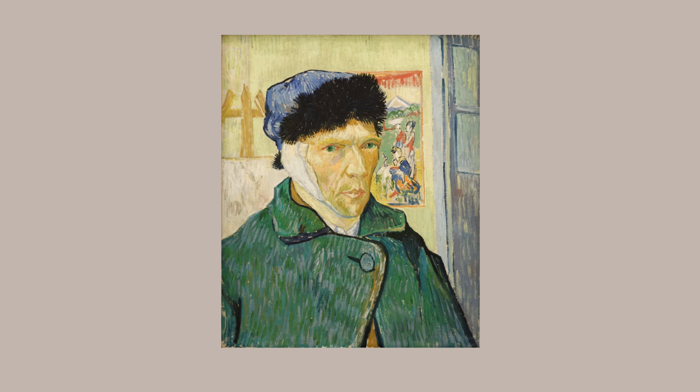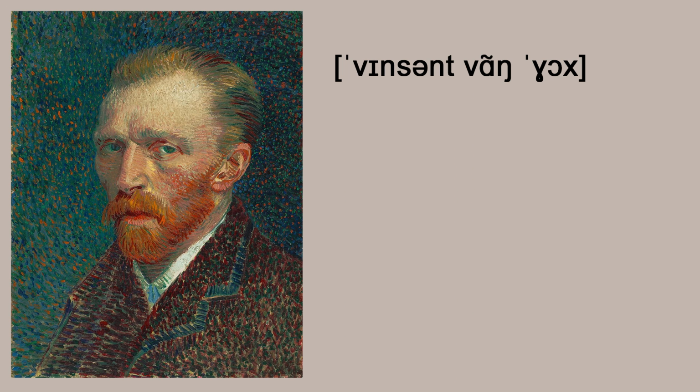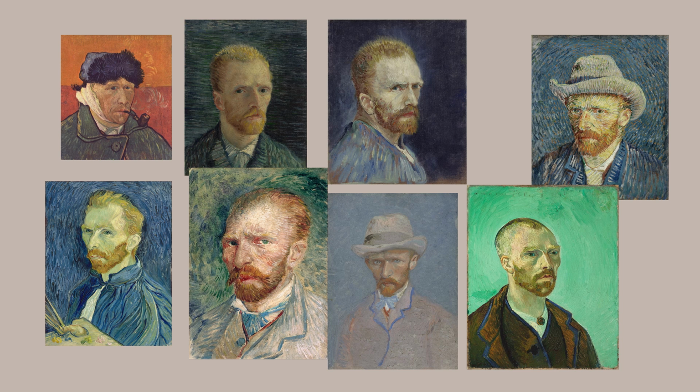Let's look at the important example of Vincent van Gogh. Sorry. I'm going to do a recording of myself pronouncing it right once, and then I'm going to just play that every time I say his name. Vincent van Gogh. Of all the people alive in 1889, he had an unusual number of paintings done of him, and he did most of them himself.